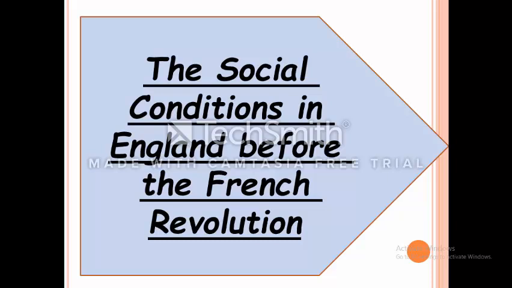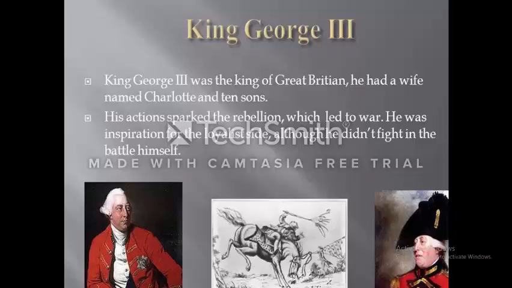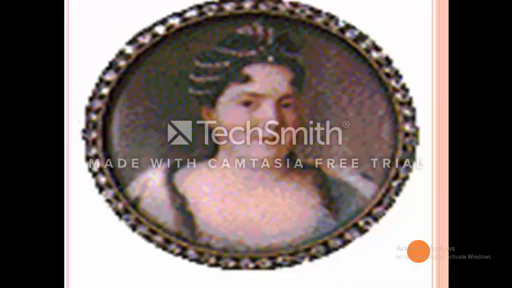Now let's move to the social conditions in England before the French Revolution in the 18th century. On the throne of England, there was a king called King George III, and the queen was Sophia Charlotte. King George III was the king of Great Britain. He had a wife named Charlotte and 10 sons. His actions sparked the rebellion which led to war. He was inspiration for the loyalist side, although he didn't fight in the battle himself. This is his wife, Sophia Charlotte.